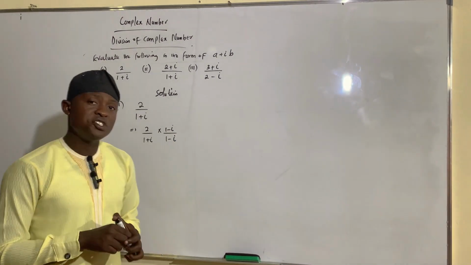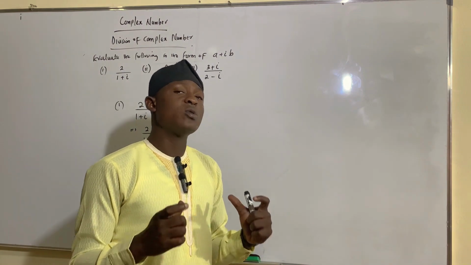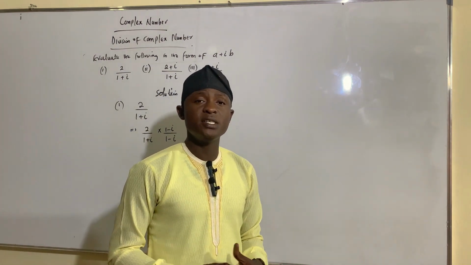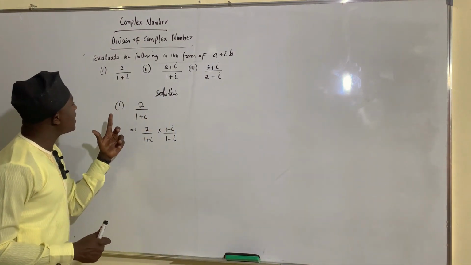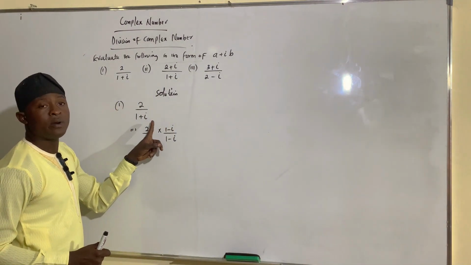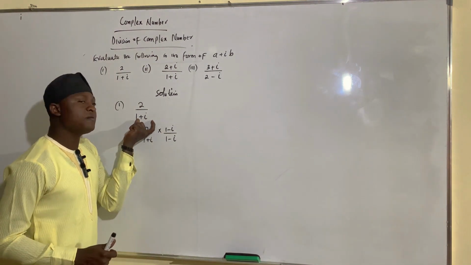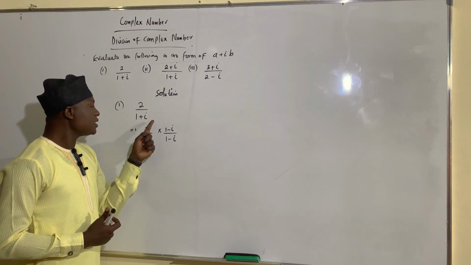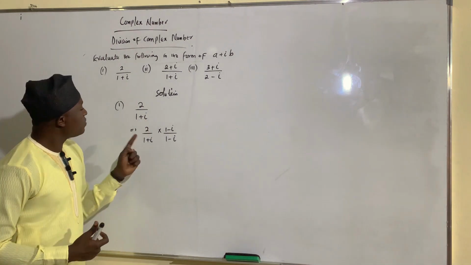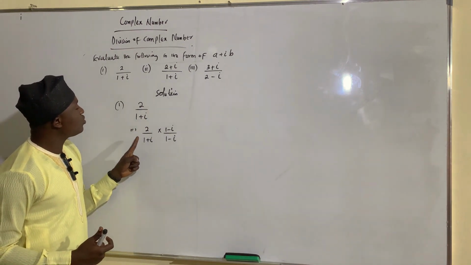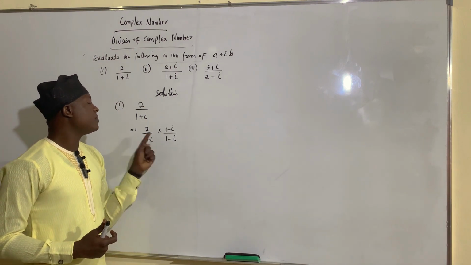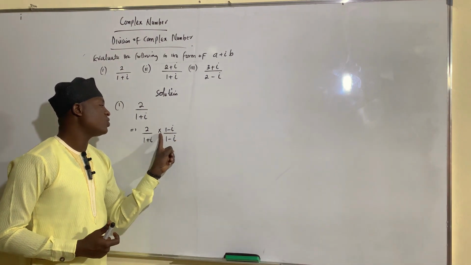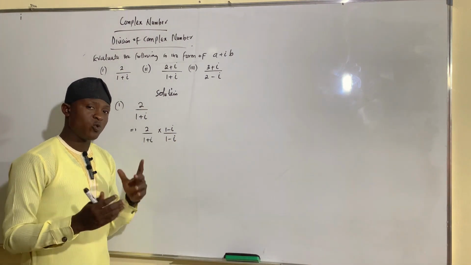Remember, as I mentioned in the previous video, a complex number comprises the real numbers and, at the same time, the imaginary numbers. So what we are asked to evaluate is 2 over 1 plus i. Just like I want to rationalize it, the conjugate of this is 1 minus i. So this becomes 2 over 1 plus i multiplied by 1 minus i over 1 minus i. I hope you are following.